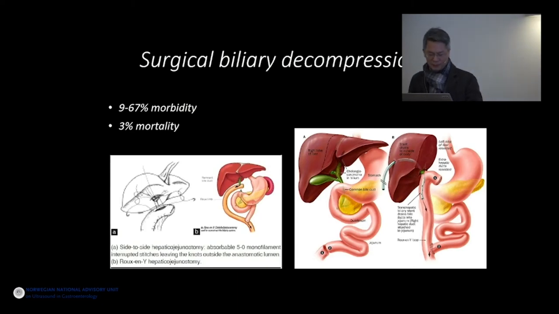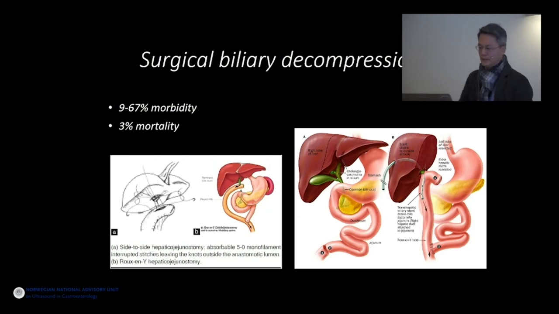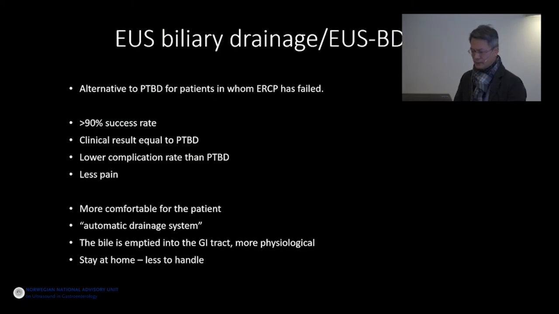Yeah, so if you fail with percutaneous drainage, then you might offer the patient surgical decompression. And in that case, you might need to do a rearrangement of the abdominal anatomy, typically an enterobiliary anastomosis. But it is often a serious procedure which might cause mortality. So that's where EUS biliary drainage comes in. It is an alternative to percutaneous and surgical procedures, and it's a method we apply now after failed ERCP.